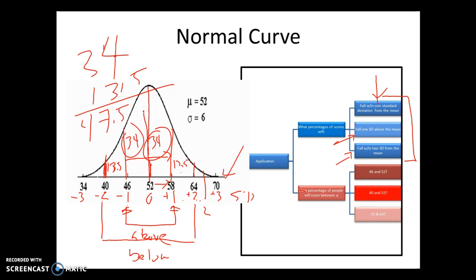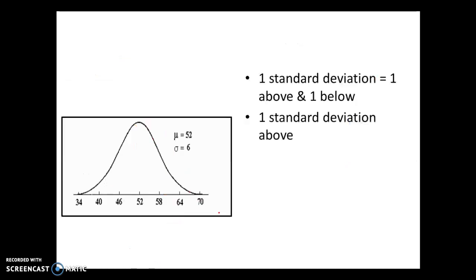What percentage of scores between 52 and 64? So same thing, you would add this and this, right? And you get your percentages. And by the way, this little thing is 2% of the scores, right? I just couldn't fit it in there. That's how you do the normal curve, okay? Those are all the questions that they would ask you. This is very important, right?